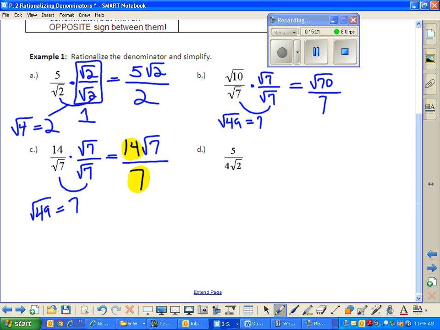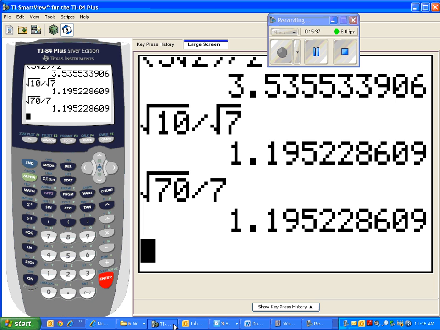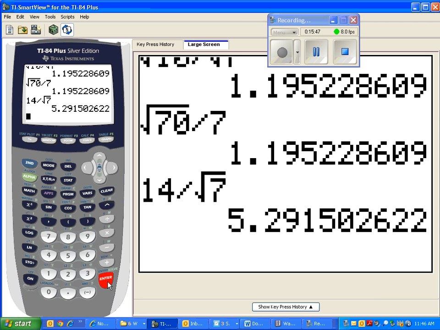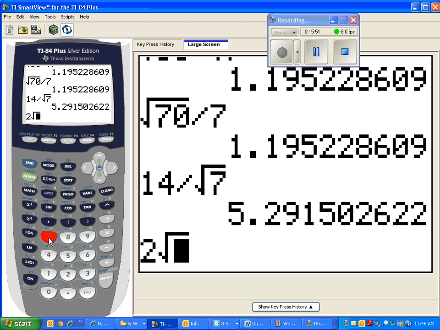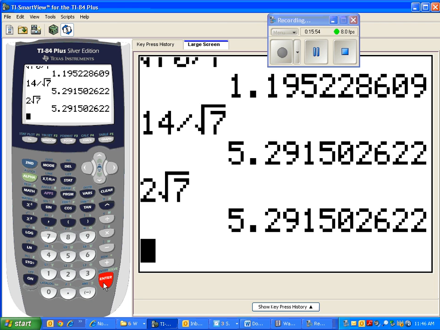Well, you can reduce that. 7 and 14 have common factors of 7. 7 goes into 7 one time. 7 goes into 14 twice. So the best answer for this problem is actually 2 root 7. You could check it on your calculator. So I have 14 divided by the square root of 7. And right now we're trying to figure out if that is the same as 2 root 7. And it is.